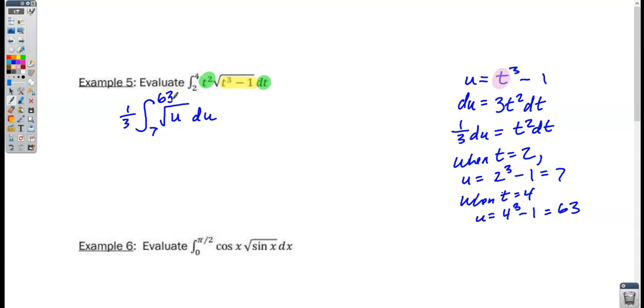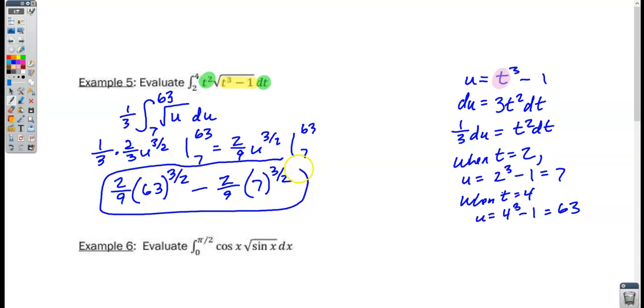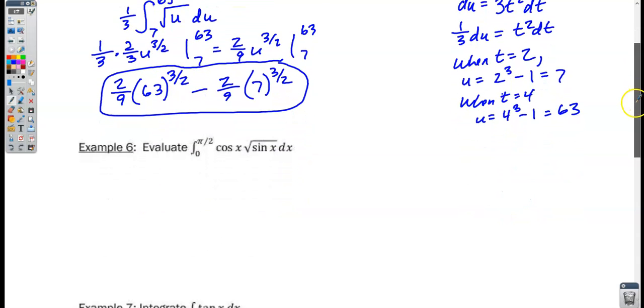And now from here, I can just go ahead and take the antiderivative. That's going to be 2/3 u to the 3/2, and we're going to evaluate that from 7 to 63. So this is 2/9 u to the 3/2 evaluated from 7 to 63. So it's 2/9 times 63 to the 3/2 minus 2/9 times 7 to the 3/2. If I wanted a decimal, I could go ahead and punch that up, but I'm okay leaving that as the exact value. All right, example 6.